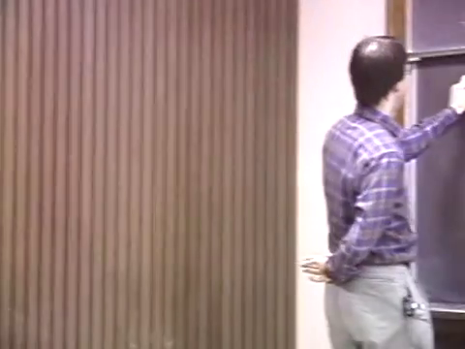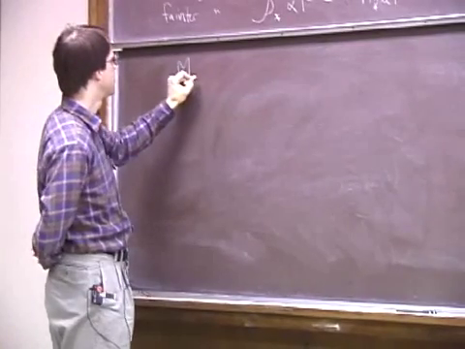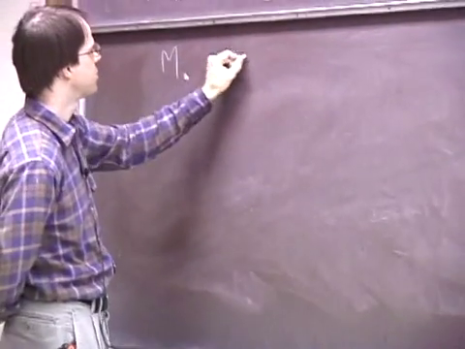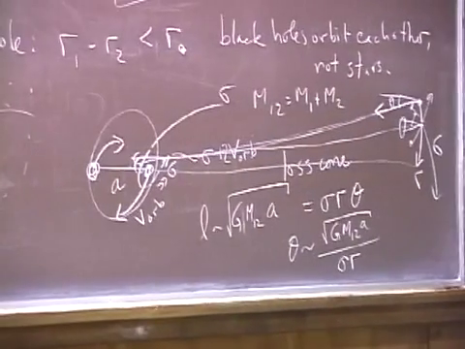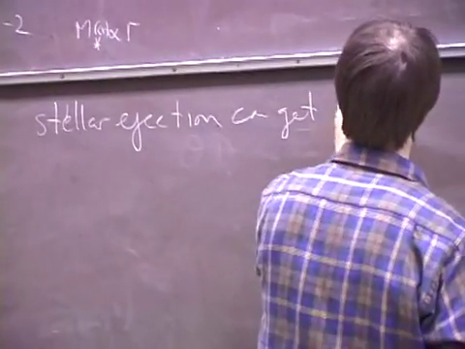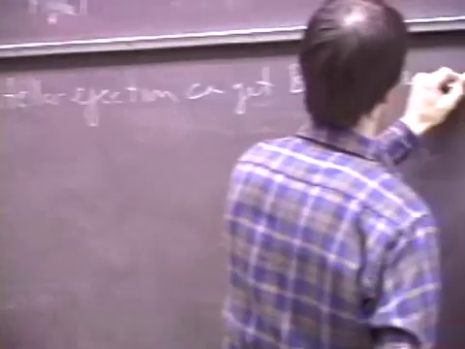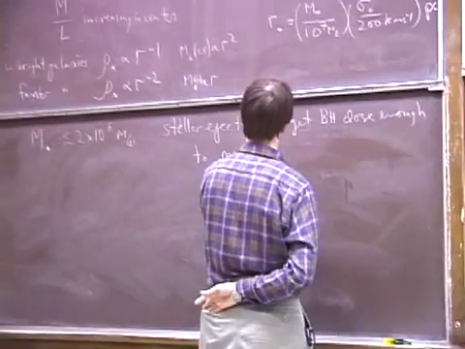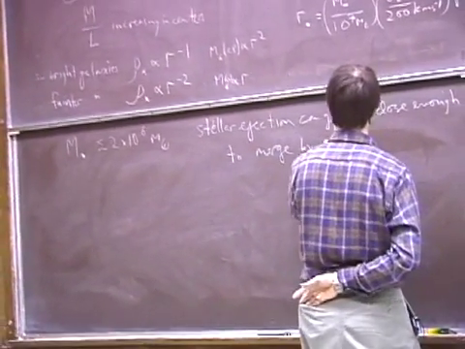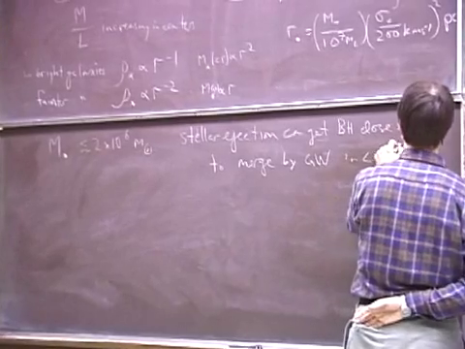However, in lower mass galaxies, where the mass of the black hole is less than about 2 × 10⁶ solar masses, it's just about possible by that process alone, namely two bodies scattering, filling the lost cone, and providing stars to be ejected, that stellar ejection can get black holes close enough to merge by gravitational radiation in less than 10 to the 10 years.